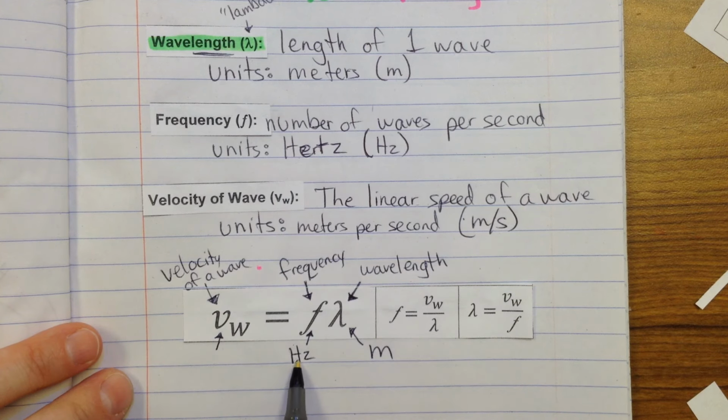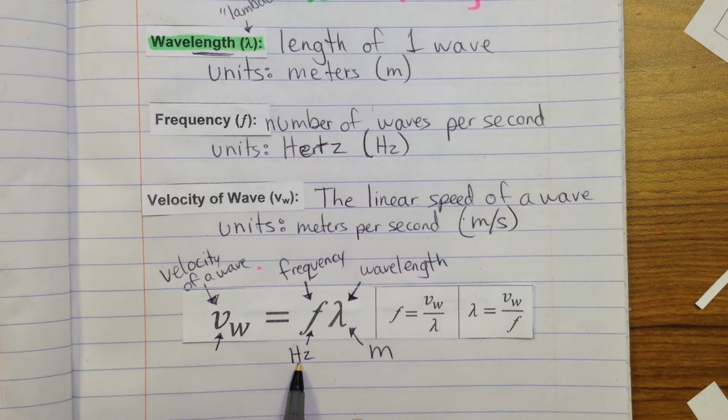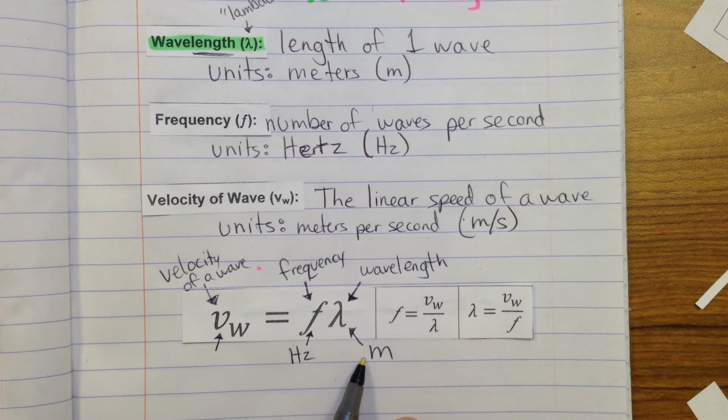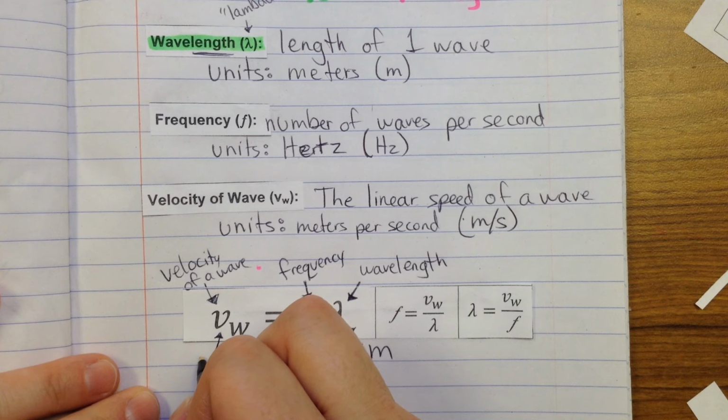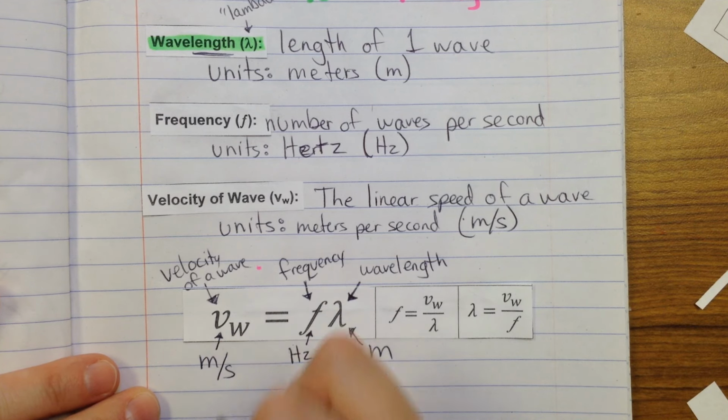Now, if you think about it, hertz is how many, in this case, waves happen per second. And this is how long one wave is. So basically, we're multiplying how many waves happen per second by the length of the wave to figure out how quickly that wave is moving. So our units for velocity of a wave, meters per second.